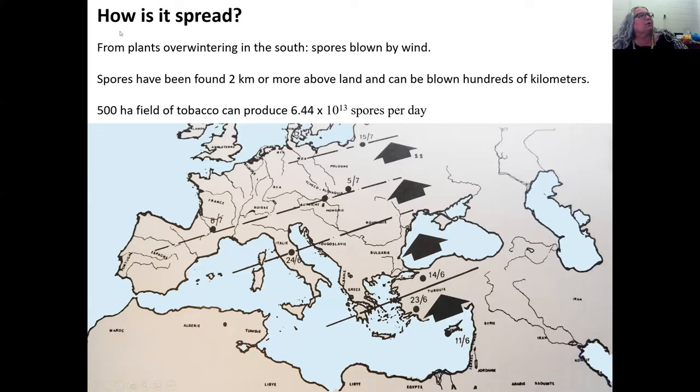So, as I've said, it spreads in the wind. Plants that overwinter in southern regions produce spores, and the spores are blown northward as spring progresses. Spores have been found over 2 kilometers above the earth, and they can be blown hundreds of kilometers. A 500 hectare field of tobacco can produce 6 × 10^13 spores every day. So, I mean, that's a lot, but this is still kind of amazing that plants, say, here down in the Mediterranean produce enough spores that those spores will land on a tobacco field somewhere here. They'll get infected, they'll produce spores that will go here and so on. And if the weather is right, cause a huge epidemic.